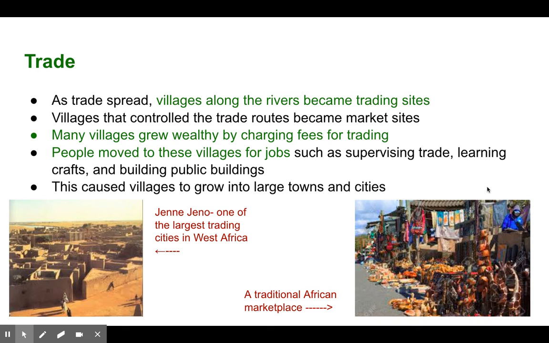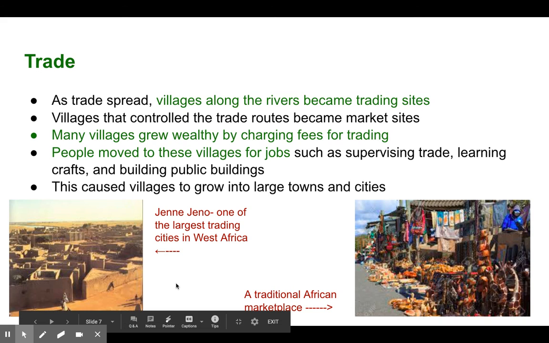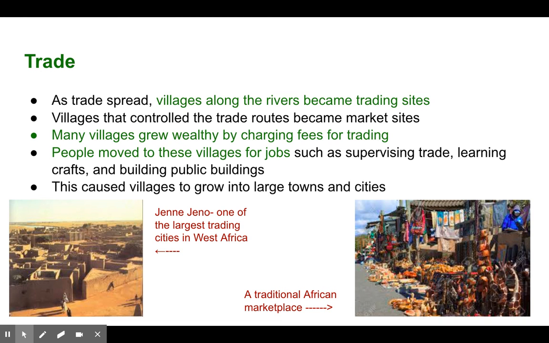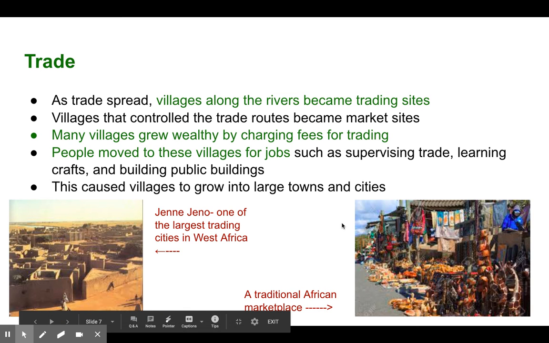Trade. As trade spread, villages along the rivers became trading sites. Villages that controlled the trade routes became market sites. Many villages grew wealthy by charging fees for trading. People moved to these villages for jobs such as supervising trade, learning crafts, and building public buildings. This is what caused villages to grow into large towns and cities. Again, we have one photo here on the left. This is Djenné, one of the largest trading cities in West Africa. You'll be learning about that tomorrow. And a traditional African marketplace.